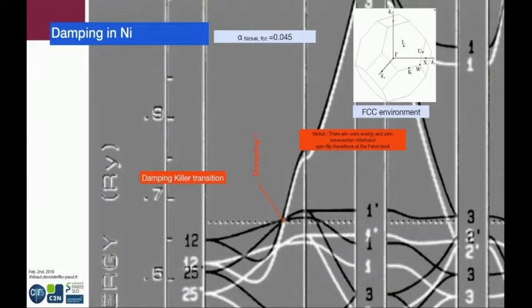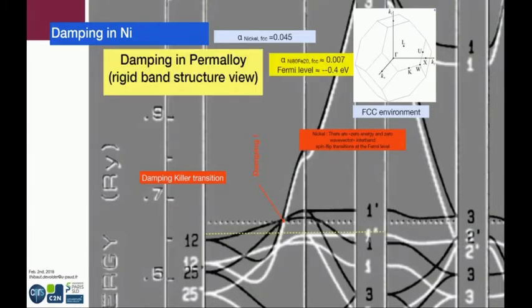If you're removing electrons from the system and the crystal structure stays the same, essentially you can consider that the band structure is rigid, but you lower the Fermi level because you're removing electrons. So if you go from nickel to permalloy, you will have a new Fermi level, this yellow line here, that will be below the original Fermi level. And in fact, these two bands gradually separate when you go down in Fermi level, and that's why the damping of permalloy is indeed 7 instead of 45, so it's substantially better.